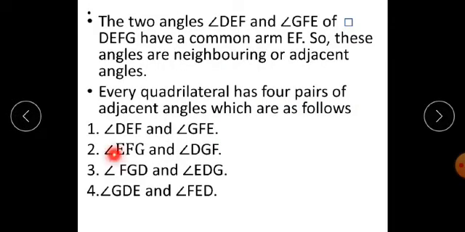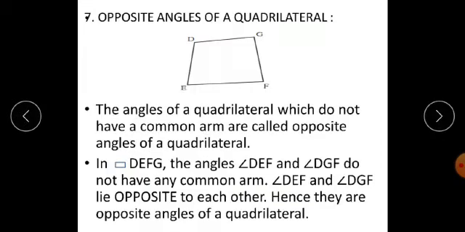The next pair is angle EFG and angle DGF. Next pair is angle FGD and angle EDG. And the last pair is angle GDE and angle FED. Therefore, each and every quadrilateral has four pairs, and it is possible for us to write the four pairs of adjacent angles. Next concept, opposite angles of a quadrilateral.